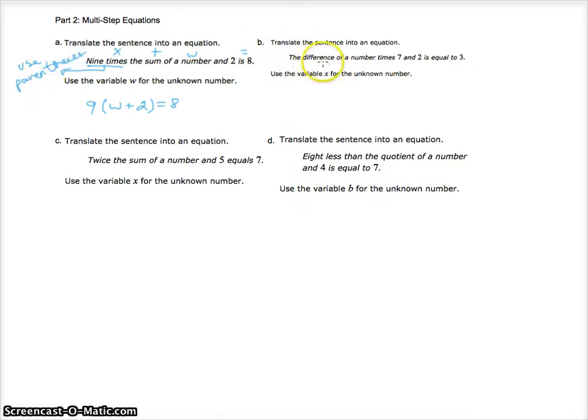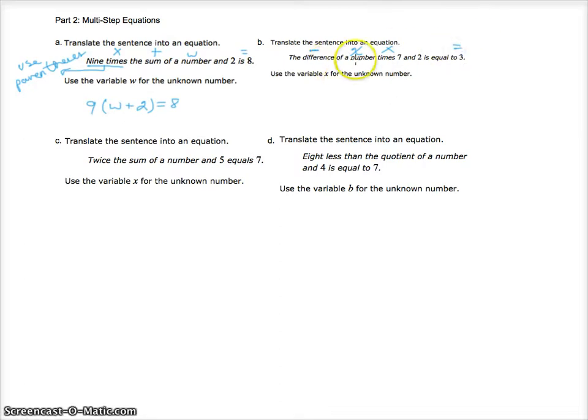Let's look at part B. Translate the difference of a number times 7 and 2 is equal to 3. Difference means to subtract. A number times 7, so that's multiply. A number is the letter x, and 2 is equal to 3.